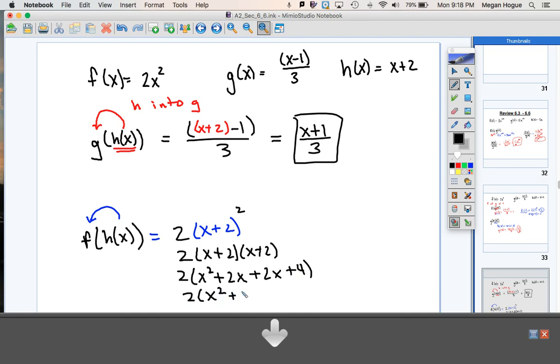I'm going to combine like terms. You could combine like terms first or after you distribute. I'm running out of room, so I'll go ahead and distribute. 2x squared plus 8x plus 8. So sometimes it can be a few more steps, sometimes maybe just 1 or 2 steps after you plug in.